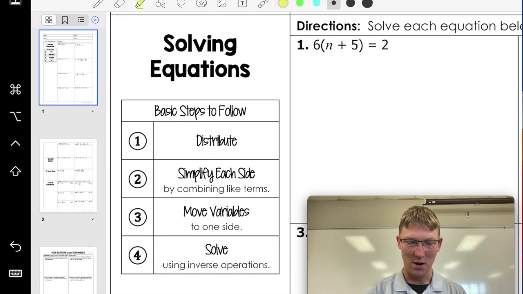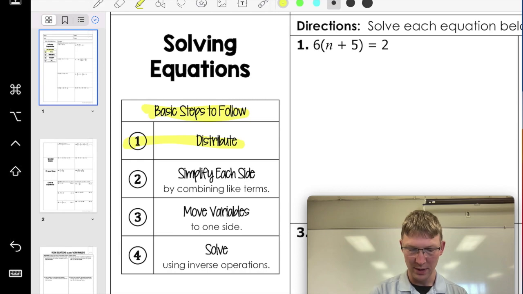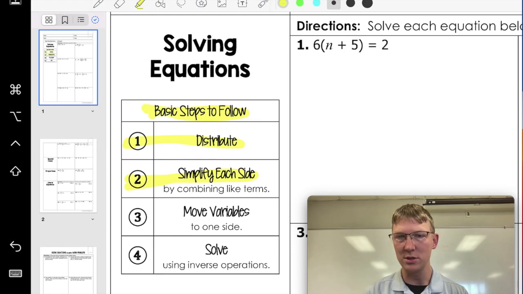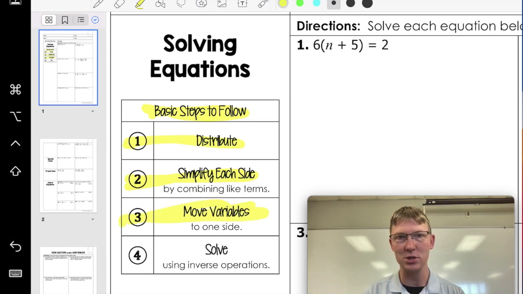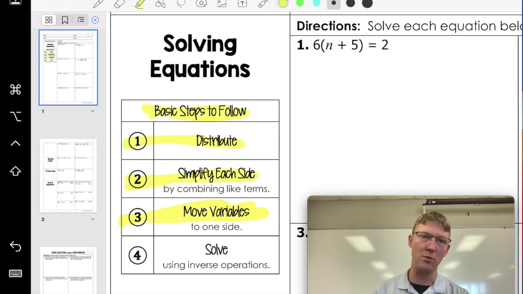Okay, so our basic steps to follow. We've got distribute, and follow all of our properties that we've already been over. Simplify each side of the equation, combine like terms, follow the associative property and all that good stuff. Move similar variables to one side. You can either move all the variables to the left or to the right, doesn't matter. Usually you want your variables all on one side and then maybe a number on the other side, and then you can solve from there. And that's where we use inverse operations. So let's see what that looks like.